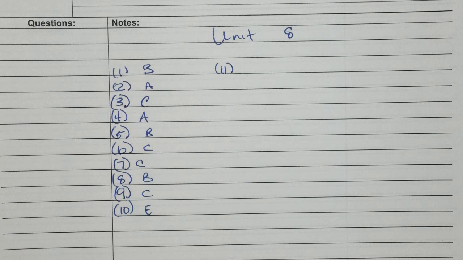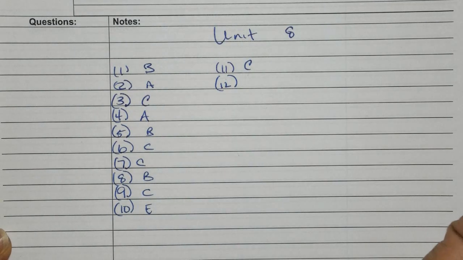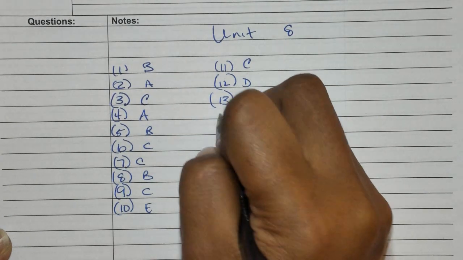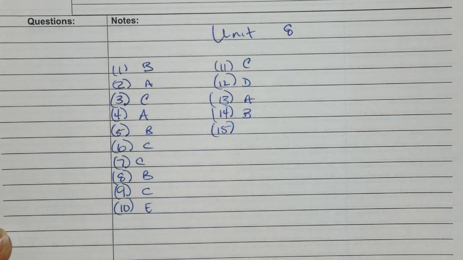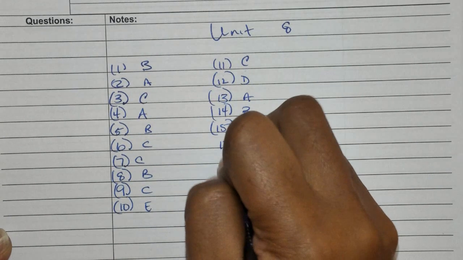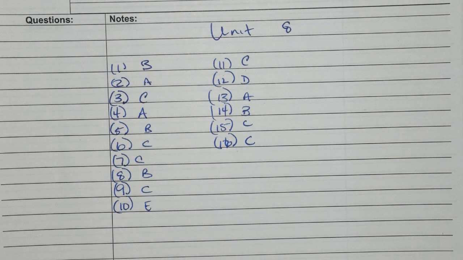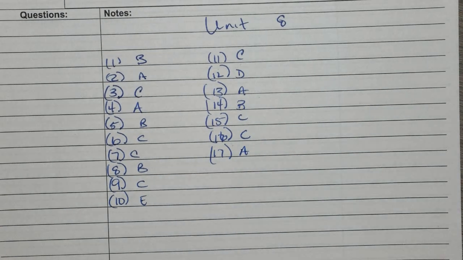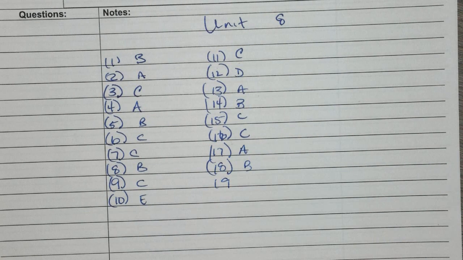Okay, flipping the page. Number 11 is C. Number 12 is B. Number 13 is A. Number 14 is B. Number 15 is C. Number 16 is C. Number 17 is A. Number 18 is B. Number 19 is D.